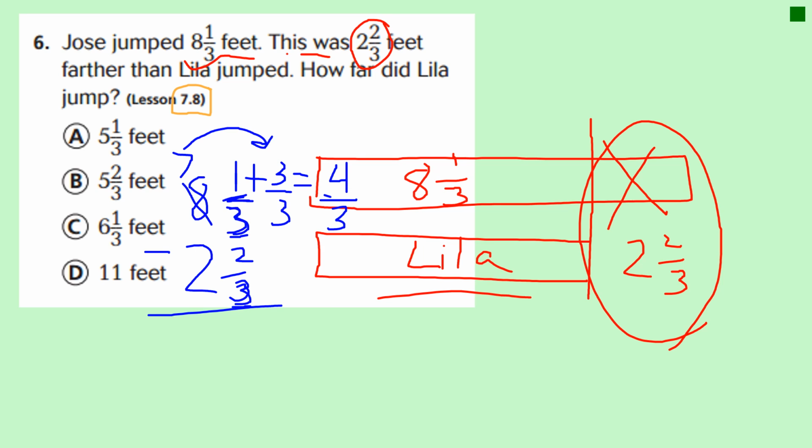So now can we subtract? We sure can. 4 minus 2 is 2. Denominator is still thirds. We didn't change how many pieces make the whole. And then we go to our whole numbers. 7 minus 2 is 5. So what do we get for number 6, boys and girls? We have 5 and 2/3. Whoop, almost forgot to bubble it in. There we go. All right, guys, excellent work.